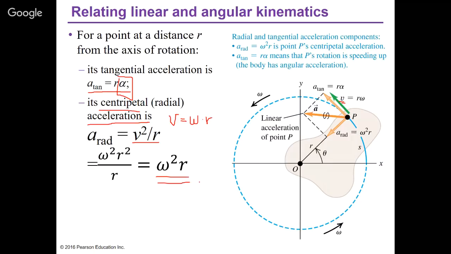Okay, so here is a pictorial representation of what the total acceleration is. You have the tangential acceleration that's dependent on the angular acceleration, and also a radial or centripetal acceleration. That's because the velocity is changing its direction as it's rotating.